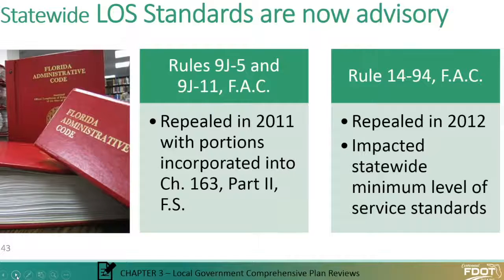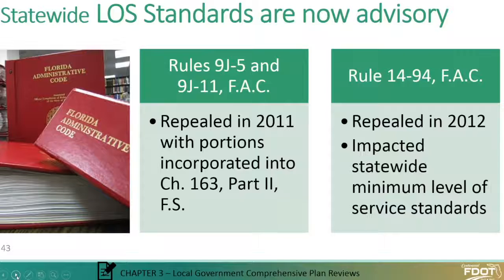provide additional guidance and requirements regarding growth management, were repealed, and portions added to Chapter 163, Part 2 of the Florida Statutes. Now, a year later, another administrative rule was repealed, and that was Rule 14-94, Florida Administrative Code. Rule 14-94 contained statewide minimum level of service standards for the state system, and also provided enforcement authority to FDOT in regards to level of service standards on the state system.